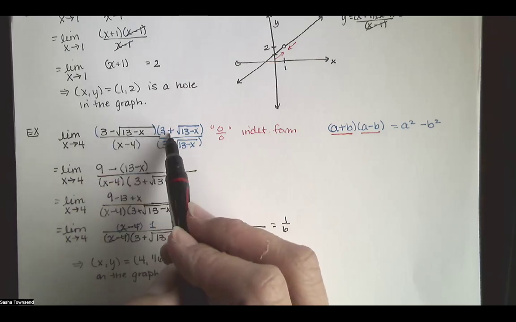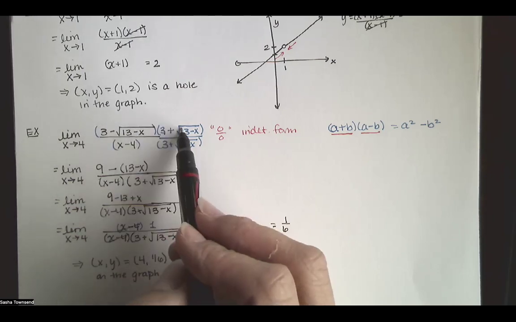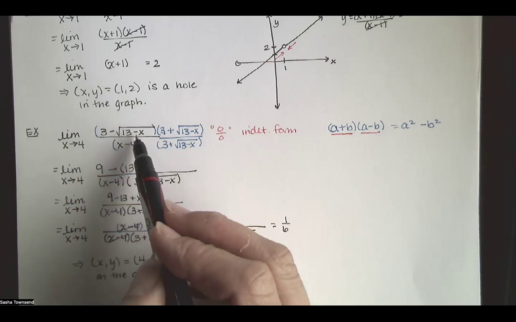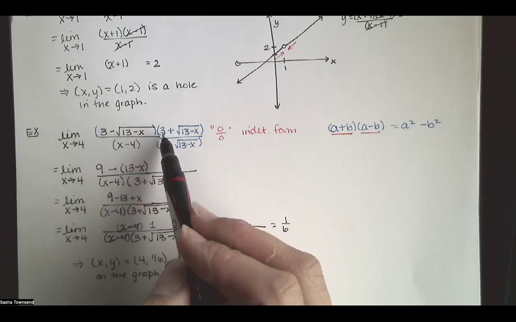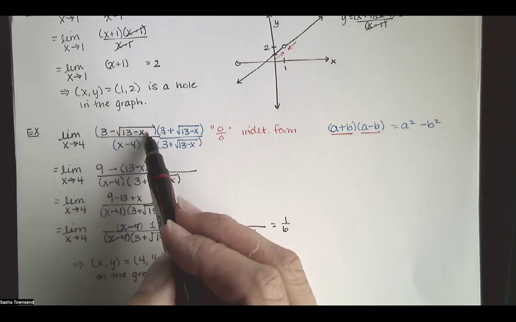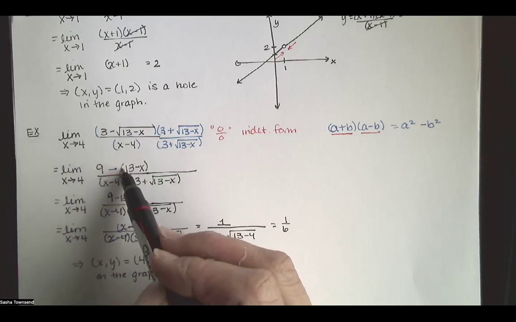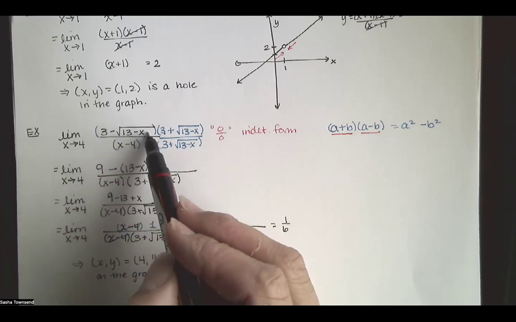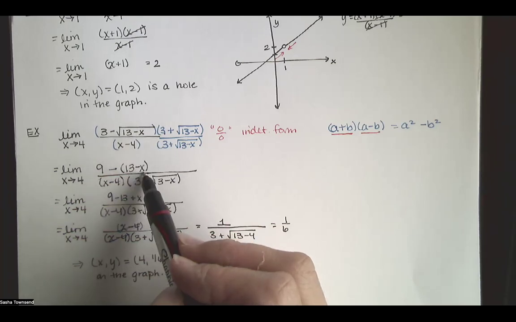First times first is 9. Outer times outer is 3 of those square roots. Inner times inner is negative 3 of those. So you add those together and you have 0 of them. The square roots are gone. And then last times last is that negative times the positive, which is negative, times the expression under the radical. And don't forget your parentheses there. You want to subtract the entire quantity, 13 minus x.